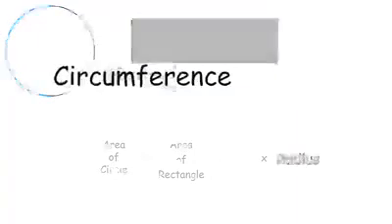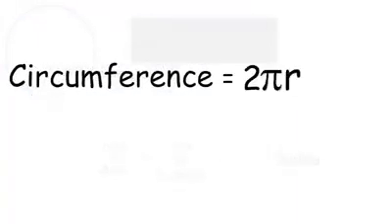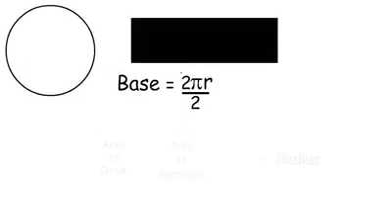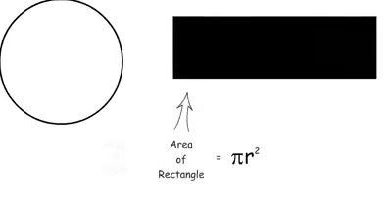Remember that the circumference is equal to 2πr. When we combine it with 1/2, the 2's cancel out, and base is equal to πr. So now base times height becomes πr times r. Combine the r's together and we have πr², which is equal to the area of the rectangle, which is equal to the area of the circle.